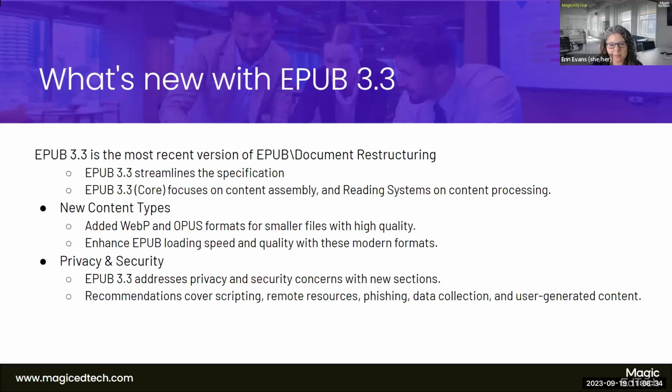There are also some updates to the privacy and security. The biggest areas that have been included are some on the scripting, remote resources, blocking some of the phishing that happens, data collection, and user-generated content. So all of these recommendations within the updated file format are there to improve the overall security of ePub 3 and the privacy of those files.